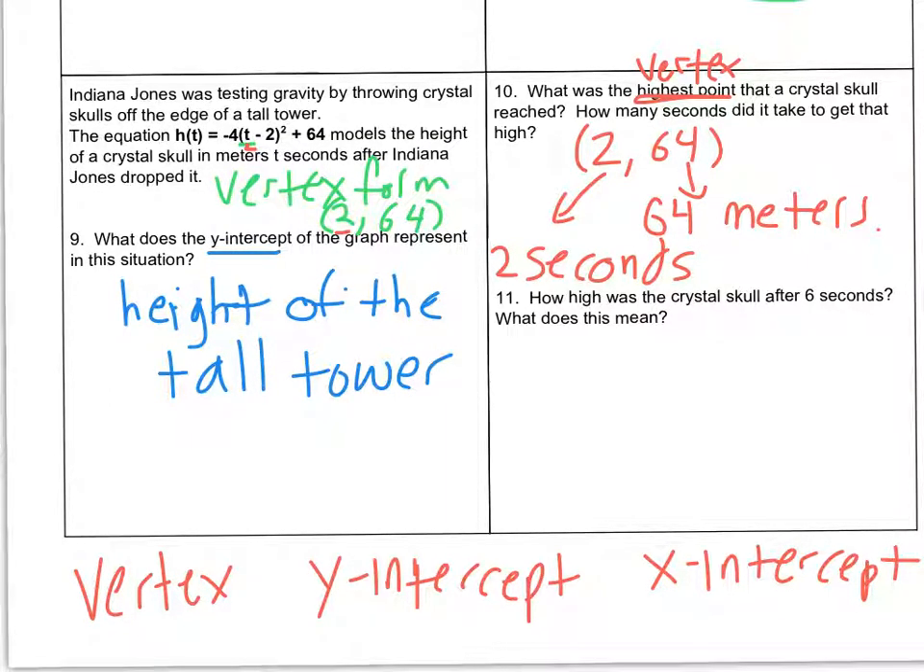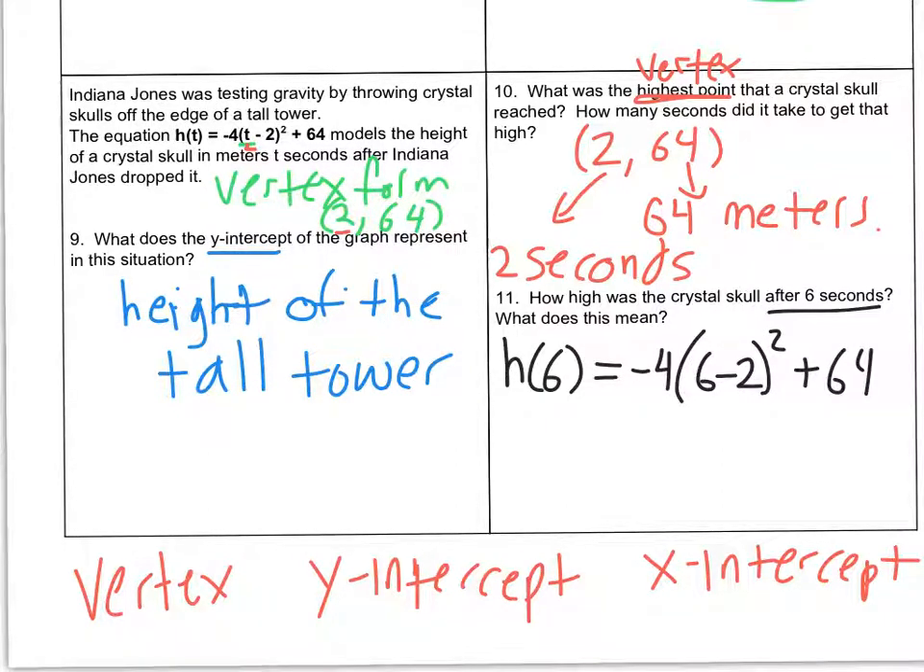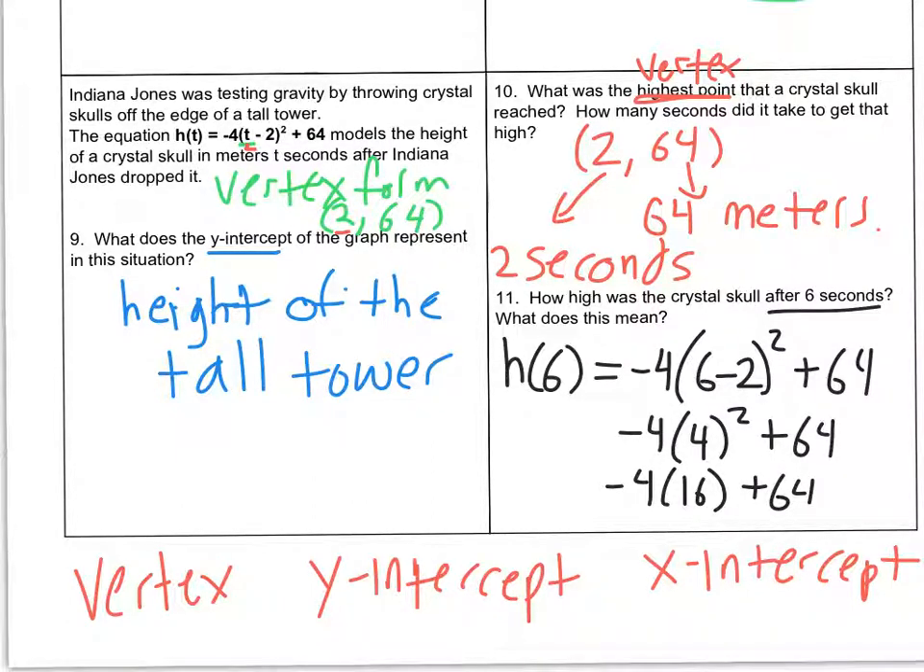Okay, part 11, how high was the crystal skull after 6 seconds? So if we've got h of 6, that's what this is asking us to plug in. When we do that, we get -4 times (6 minus 2) squared plus 64. Using appropriate order of operations, I've got to do the parentheses first. So that's -4 times 4 squared plus 64. Next come the exponents, so it's -4 times 16 plus 64. -4 times 16 is going to be -64, plus 64 is equal to 0.